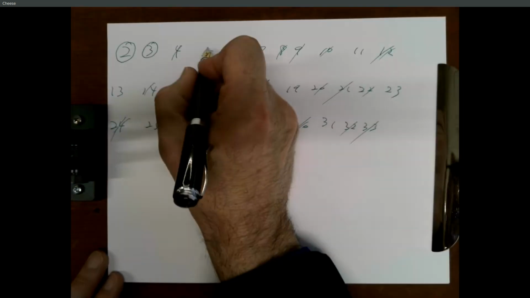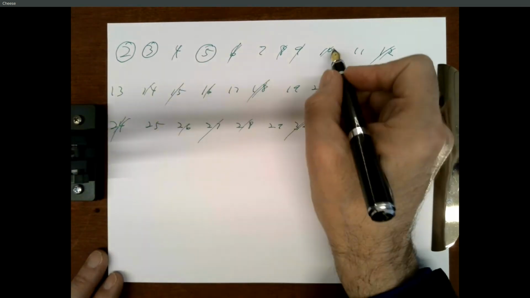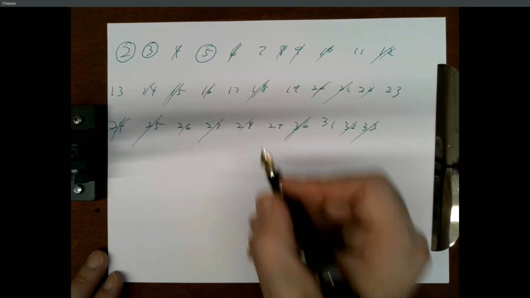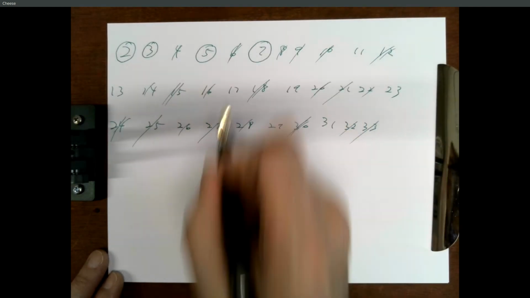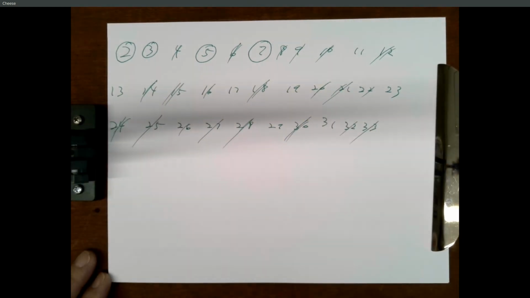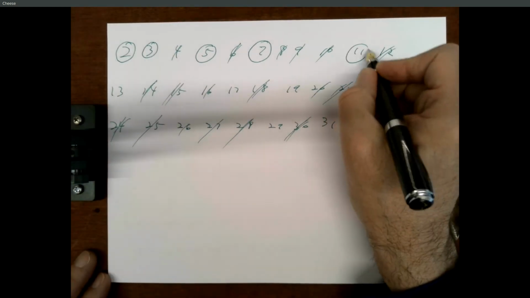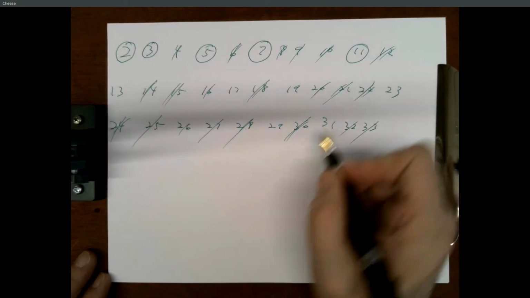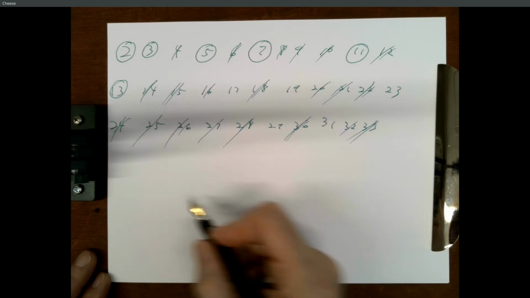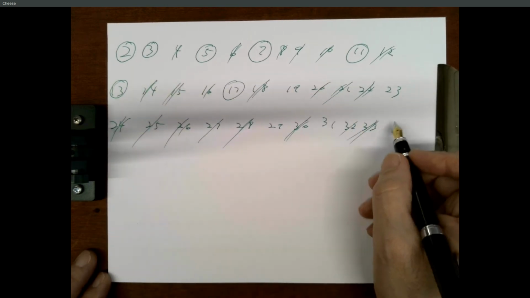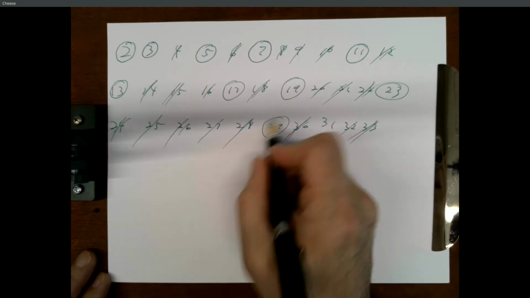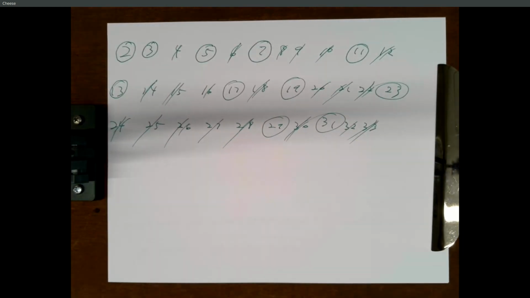Circle the next number that's not crossed out and get rid of every fifth number. So the 10, 15, 20, 25, 30. Next number that's not crossed out is a 7. Get rid of every seventh number after that. Next is an 11. Get rid of every 11th number. Next number is a 13. Get rid of every 13th number. 17. Get rid of every 17th, 19th, 23rd, 29, 31. There's all your primes.